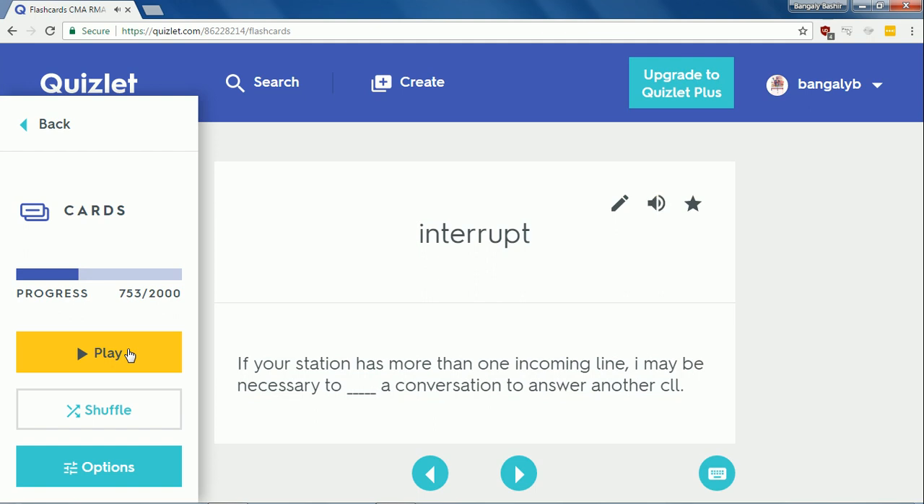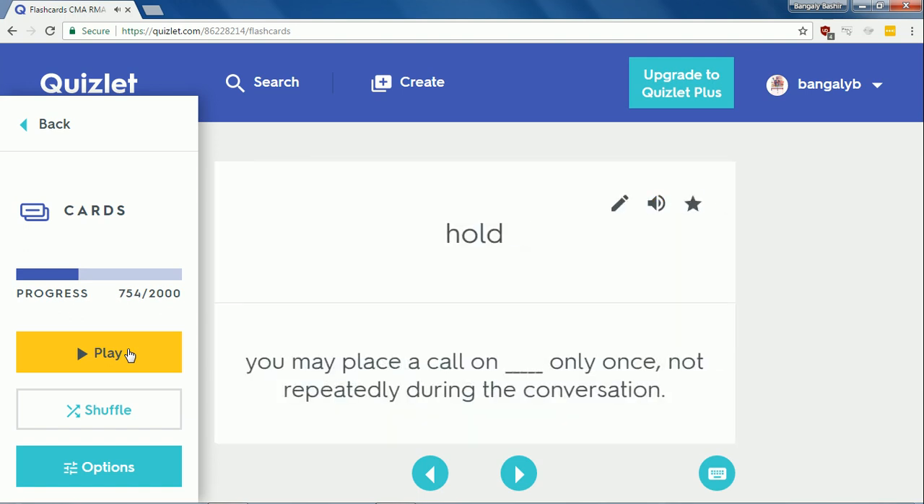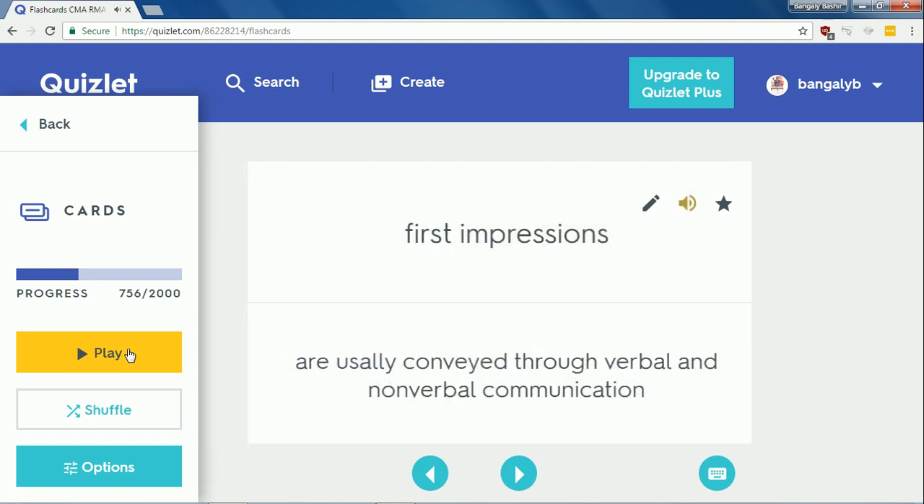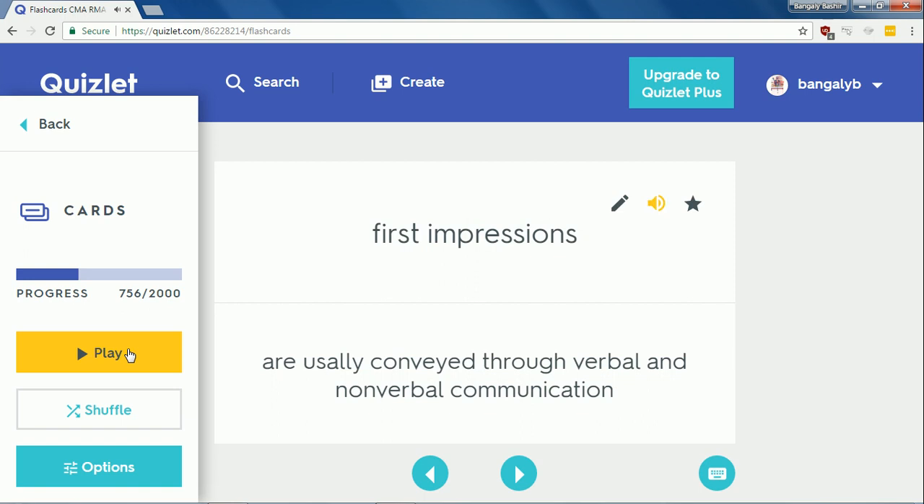Interrupt. If your station has more than one incoming line, it may be necessary to interrupt a conversation to answer another call. Hold. You may place a call on hold only once, not repeatedly during the conversation. Wait. You must wait for the caller on the phone to give permission to be put on hold before you can answer the other line. First impressions. Are usually conveyed through verbal and nonverbal communication.